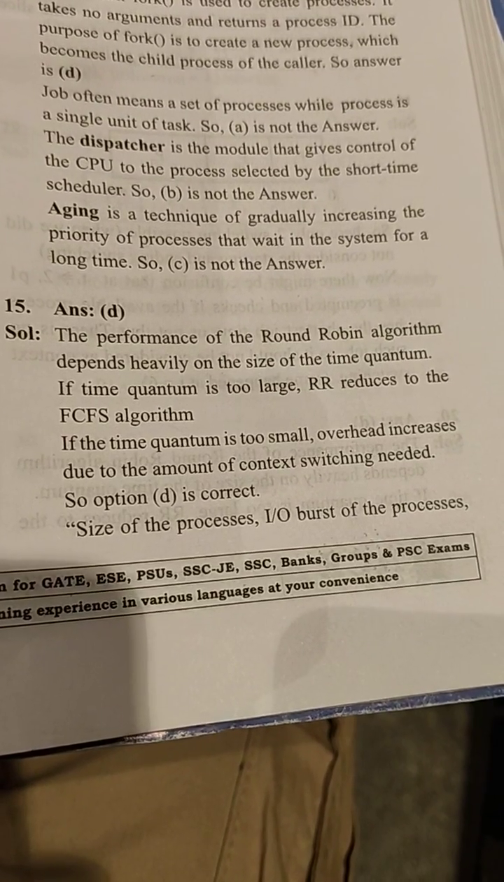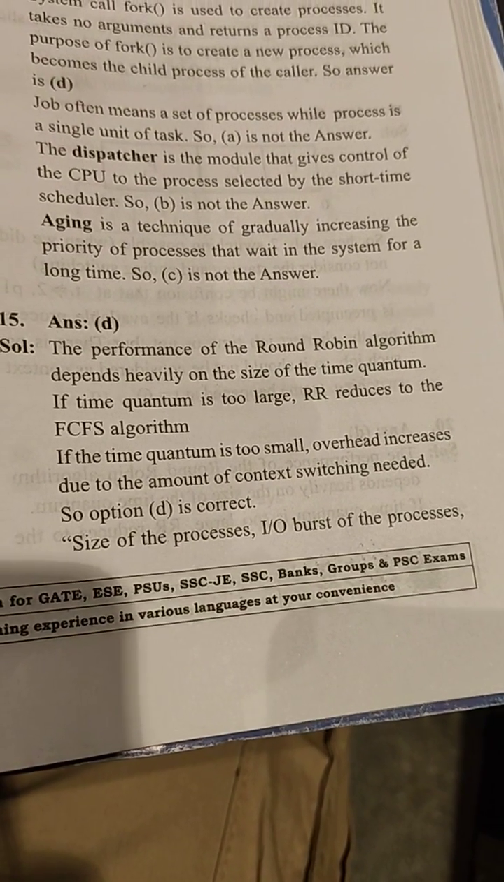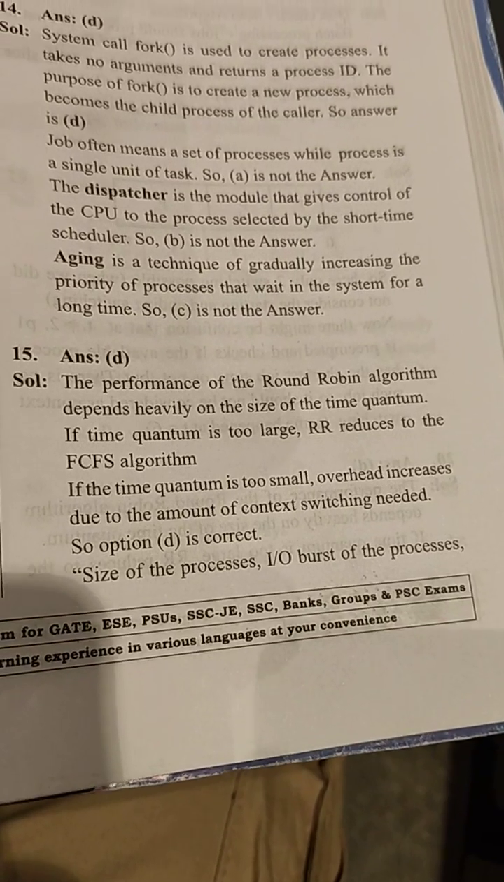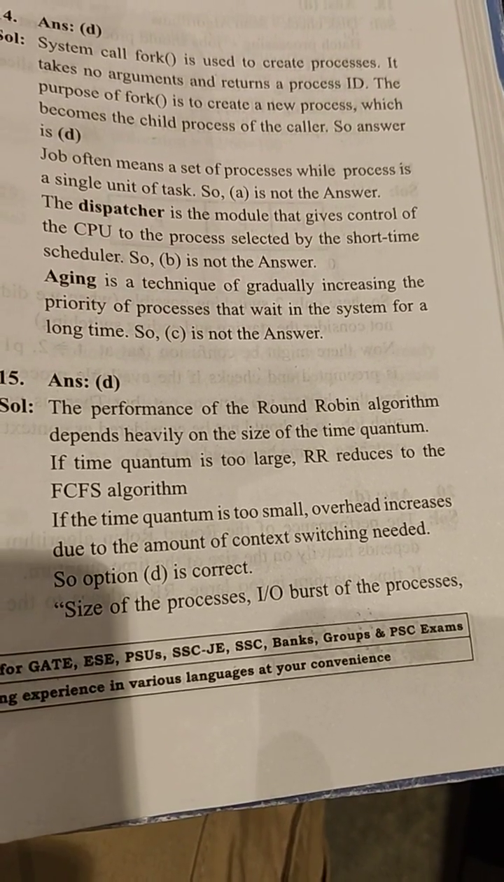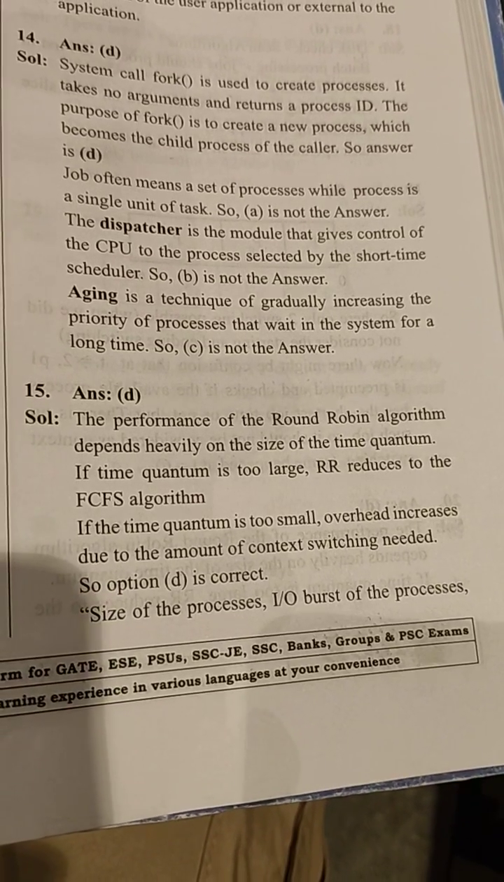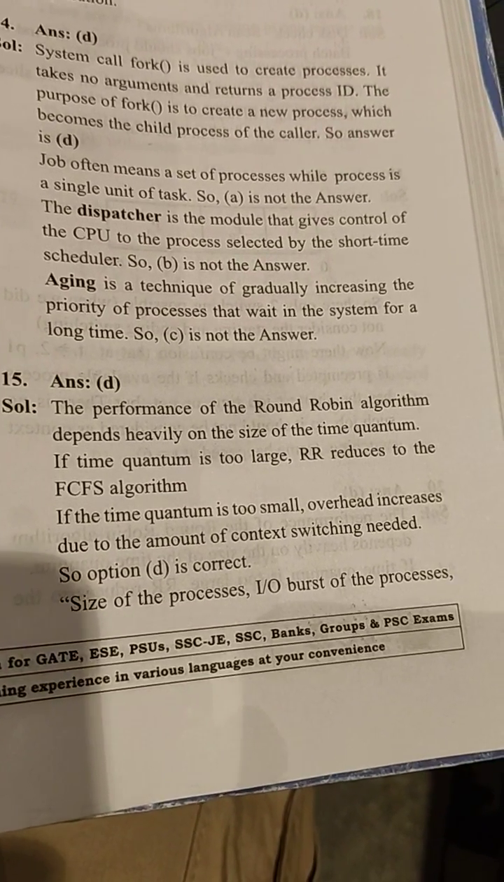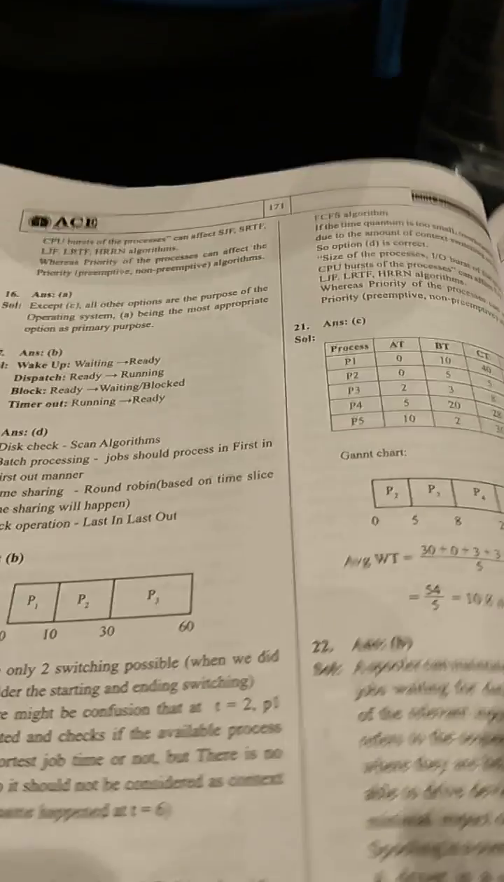If the time quantum is too large, RR reduces to the FCFS algorithm. If the time quantum is too small, overhead increases due to the amount of context switching needed. So option D is correct. Size of the process, input output burst of the processes.